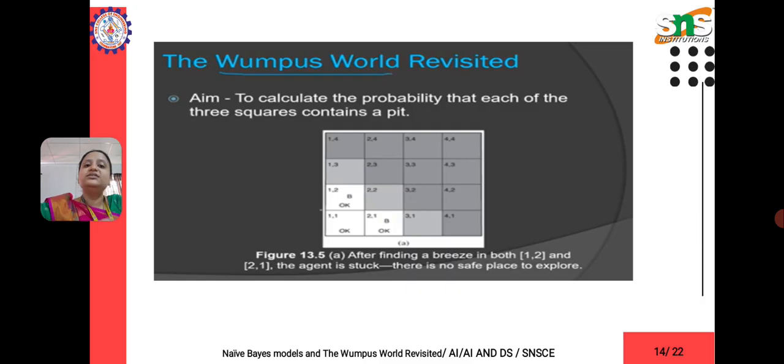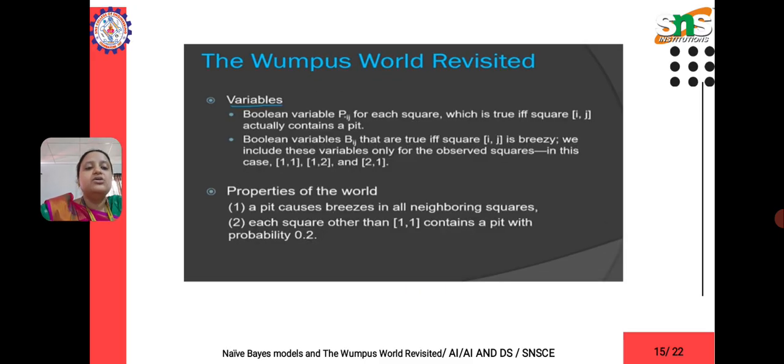The aim of the Wumpus World Revisited is to calculate the probability that each of the three squares contains a pit. We saw the variables of Wumpus World already in the previous unit, so it is the same thing that is being implemented, but there will be certain changes involved in it.